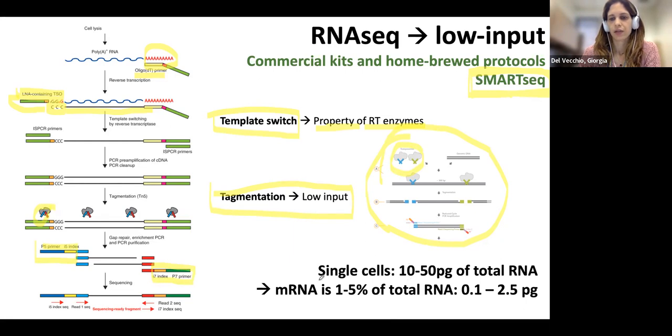So if we talk about single cell, we are dealing with 10 to 50 picograms of total RNA. After the template switch approach, we are only selecting the messenger RNA. And this is 1 to 5% of total RNA. So it will be 0.1 to 2.5 picograms. So we don't have anything that can be lower input, okay? It's really low input.